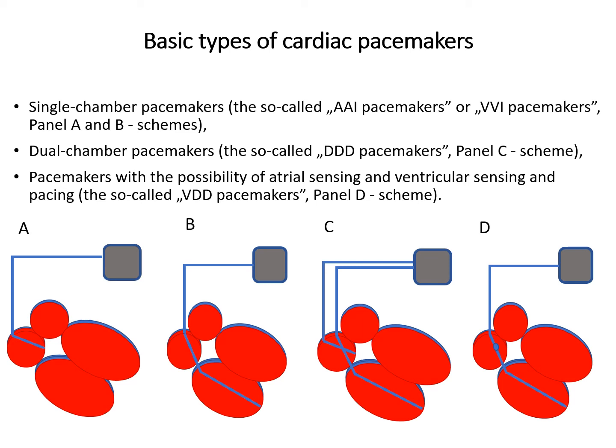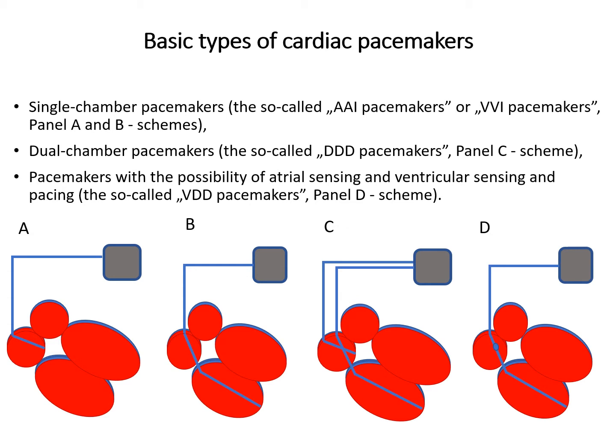Within the basic types of cardiac pacemakers, we can distinguish between two kinds of single-chamber pacemakers, which in a simplified way of thinking can pace and sense only the right atrium, AAI pacemakers, or only the right ventricle, VVI pacemakers. Currently, frequently implanted dual-chamber cardiac pacemakers can pace and sense both the right atrium and the right ventricle, which are the so-called DDD pacemakers.